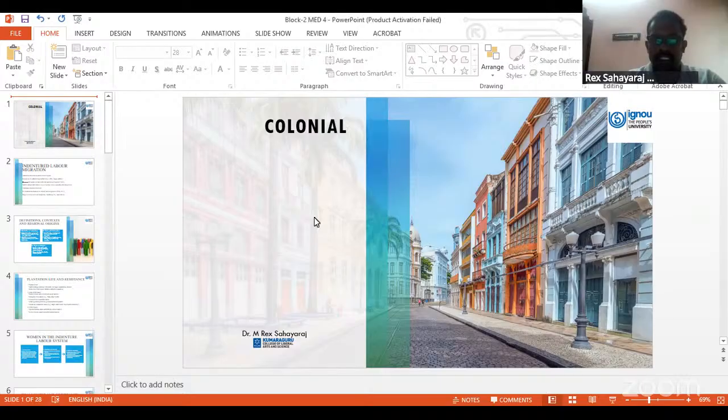So, good morning, dear learners. We are going to deal with colonial aspects of migration and diaspora community today. And this is MDI fourth chapter, and we are going to deal with the 2 units of that under block 2. So I'm Dr. M. Sahayaraj from Kumaraguru College of Liberal Arts and Science, dealing with this MDI 4 paper.